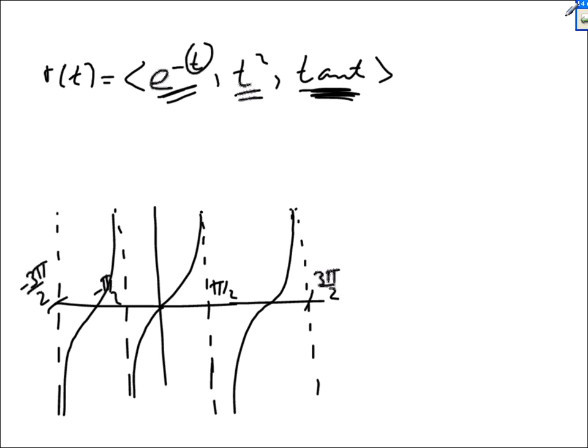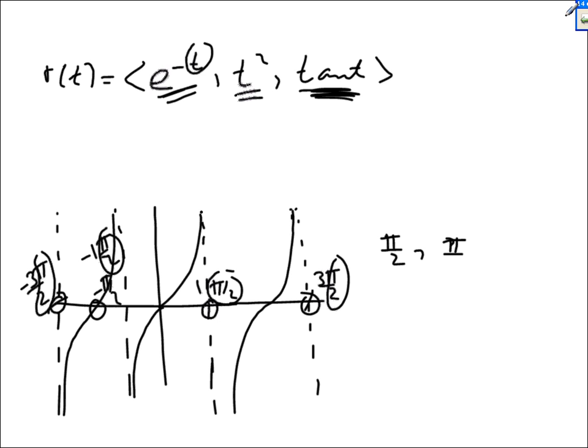It can be continuous. But it's not continuous at pi over 2, at 3 pi over 2, at negative pi over 2, at negative 3 pi over 2. Okay, it's always continuous between those odd multiples of pi over 2. Now the numbers, they're all odd.